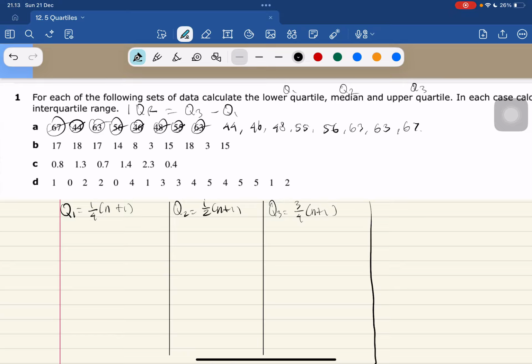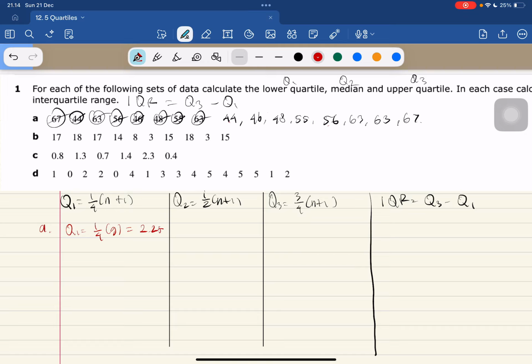Let's start with A. How many numbers are there? 1, 2, 3, 4, 5, 6, 7, 8. So Q1 is 1 over 4 times 8 plus 1, which is 9. We divide 9 by 4, so the position is 2.25, around here. So just find the mean, which is 46 plus 48, divided by 2. So Q1 equals 47.